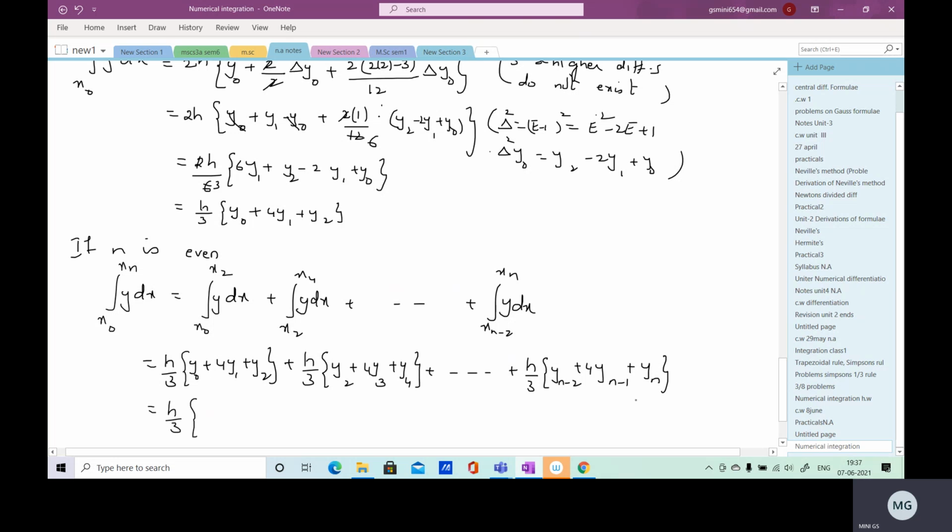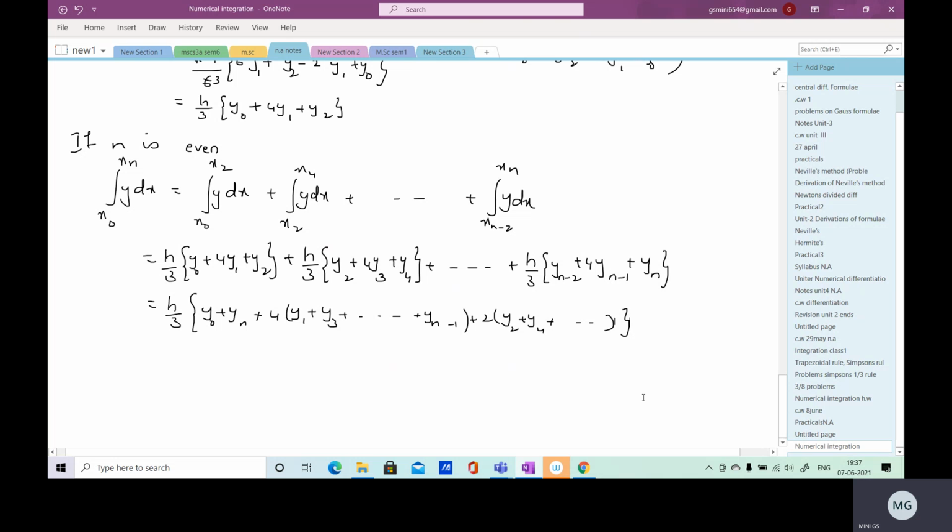I observe y naught and yn are coming only once: y naught plus yn. Plus there are some terms with coefficient 4. Let me collect them. 4 times this is y1, then from here I am getting y3, going on till yn minus 1. The next terms: y2 is coming twice, y4 is coming twice, which would mean twice y2 plus y4 plus etc. So this is my Simpson's 1 by 3 rule.